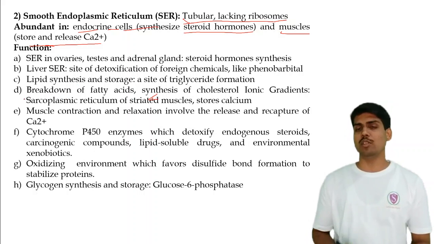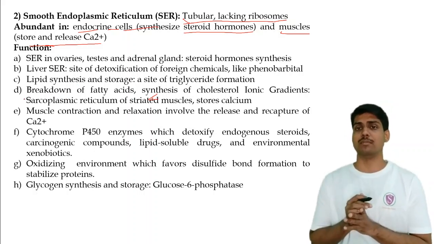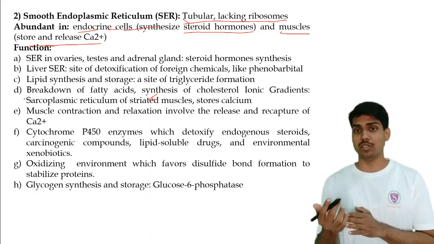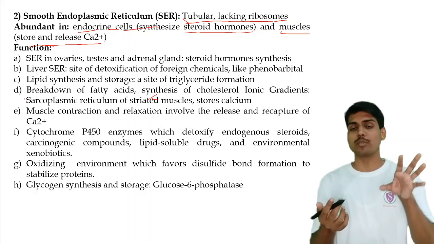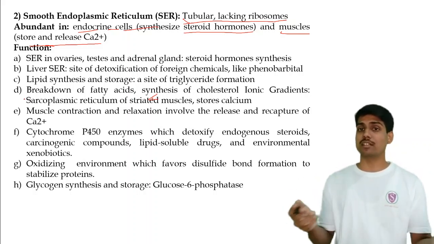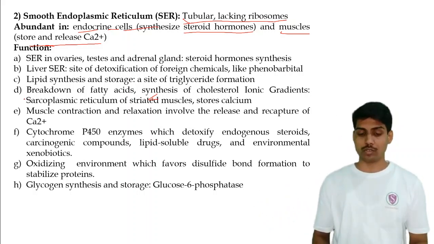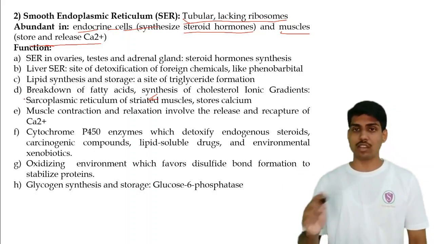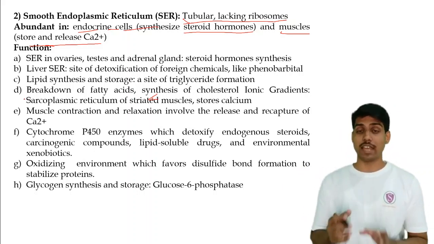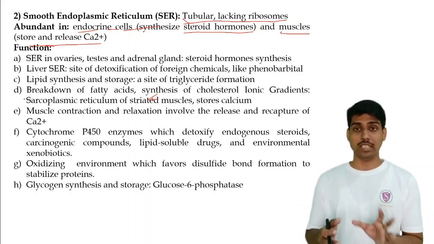So many times you will not find a strict distinction between smooth and rough, because there is not much difference. The only difference can be the presence of ribosomes, along with some proteins and enzymes. Most of the part is formed out of some basic structure. That's why you will find some functions overlapping with the endoplasmic reticulum. But you should also note the actual distinguishing functions of each, because such questions can also be asked.